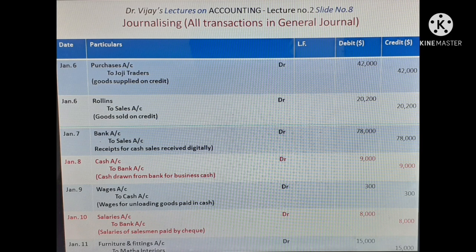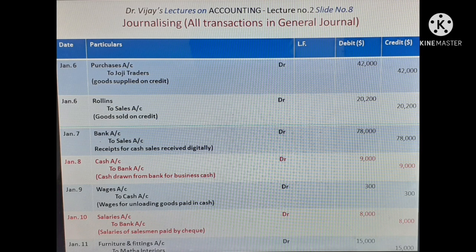So now let us see the other journal entries. The second one, that also on Jan 6, Rollins debtor to sales. Sold goods to Rollins on credit, that transaction of Jan 6. Rollins debtor 20,200 to sales 20,200. So Rollins account debited, sales account credited. Goods sold on credit. We are giving just a brief narration.